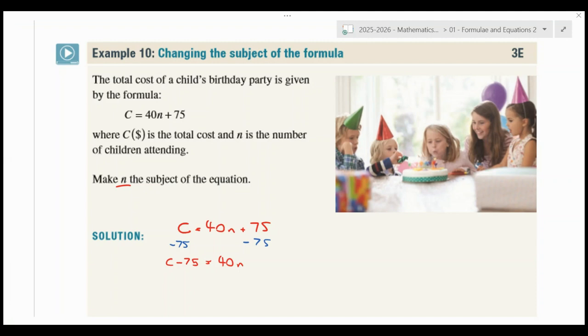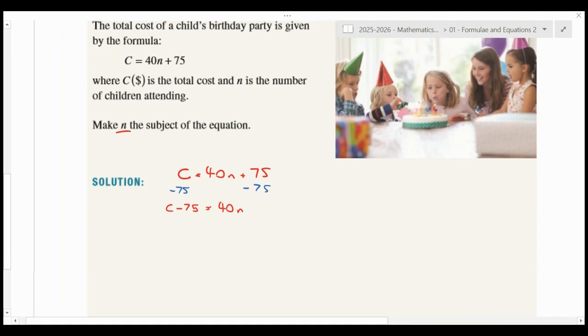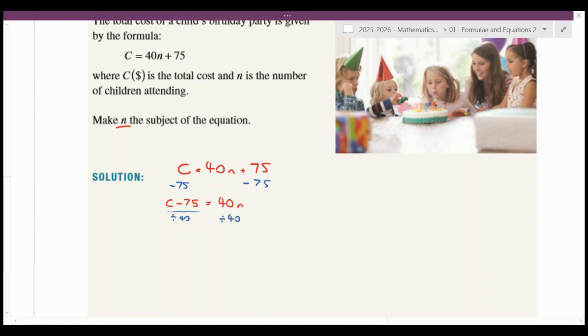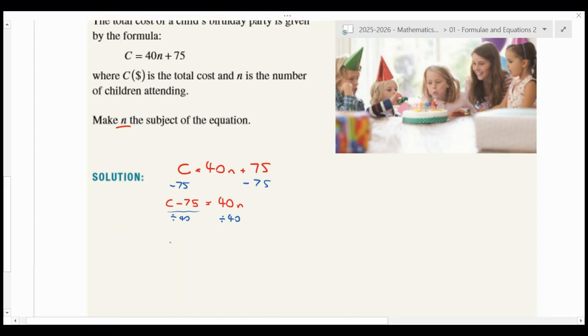So we've now got 40n on our right-hand side. We just want n. That is 40 times. So how do we get rid of that? We divide by 40. And we divide by 40 here, and we're going to divide the whole thing by 40, which funnily enough makes you think of a fraction, which is exactly what we're going to end up with. That is C minus 75, all divided by 40 equals n. We have n as our subject. That's what they wanted. We are done.